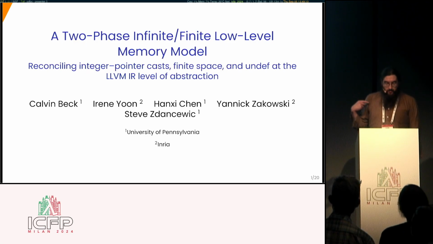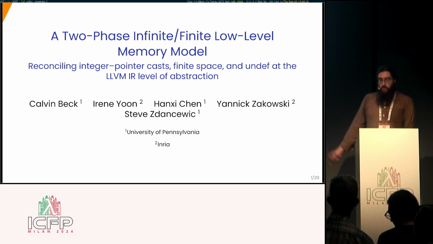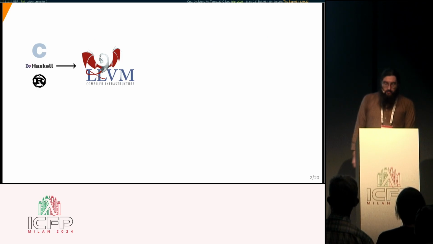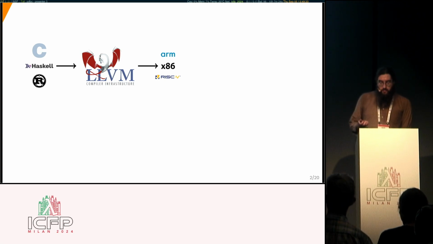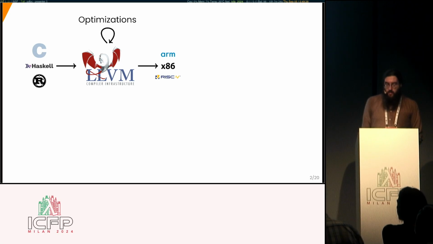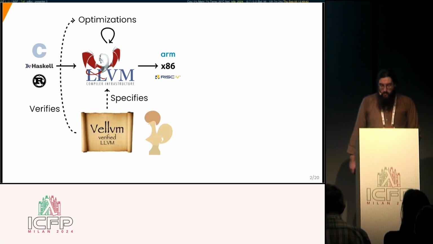Okay, I'm Calvin, and I'm going to be talking about our approach to memory models for low-level languages like C and LLVM-IR. LLVM-IR is a common compilation target. It's used by a variety of high-level languages as a common backend in order to target different instruction set architectures. Additionally, LLVM is designed to be an excellent place to perform optimizations, especially as these optimization passes can be shared by a variety of different frontends.